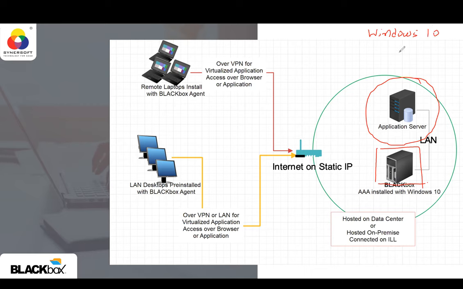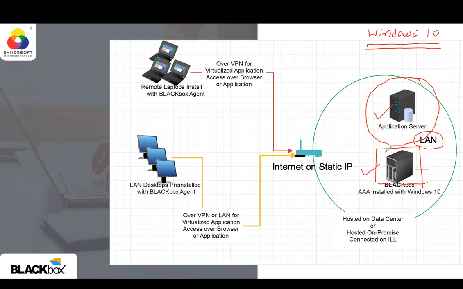The hardware side, processor, RAM, whatever you want to keep, you can keep, but it will have Windows 10. So you are not liable to pay for any client access license, RDP CAL, terminal server license, or Windows server license. Necessarily, this application server and this particular application virtualization server has to be in the same local area network.